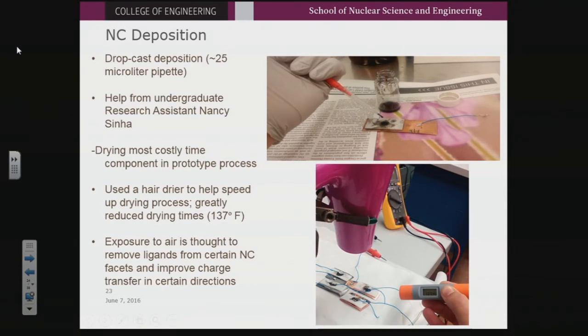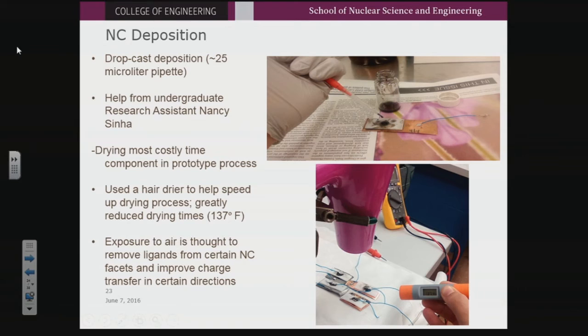Once you have the nanocrystals, you want to make a solid out of them. So it goes from a liquid to a solid at this stage, which is the deposition stage. We used a 25 microliter pipette. I had some help from my undergraduate research assistant, Ms. Nancy Sina. This process was the most costly time component. You have to do this drop by drop, let the solvent evaporate, let the chloroform leave, and you're left with a cracked, thin layer, which you stack layer upon layer. It's not, in my opinion, the best way of doing things, but this is what we're doing.